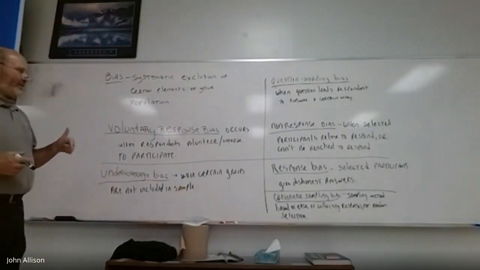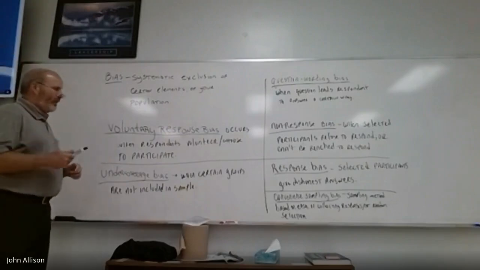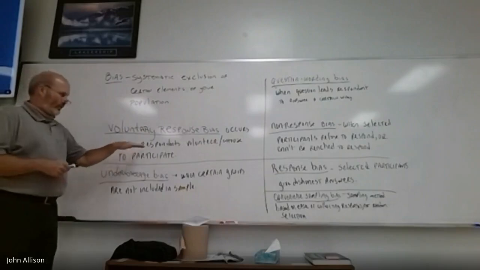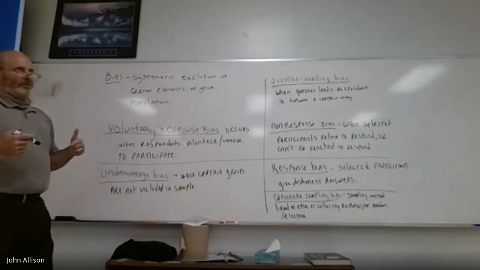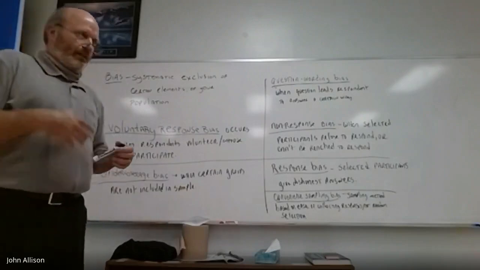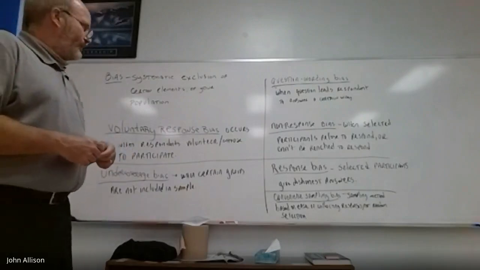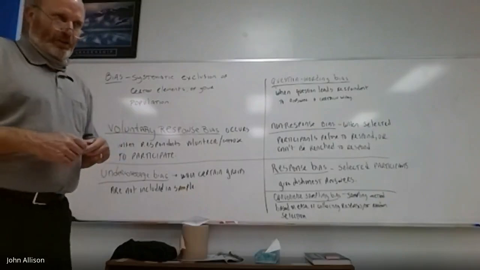Okay, we have different kinds of bias. Voluntary response bias occurs when you do a sample where your respondents choose or volunteer to participate. People who choose to participate in surveys and samples and things like this, they tend to be people with very strong opinions about whatever it is you're studying.